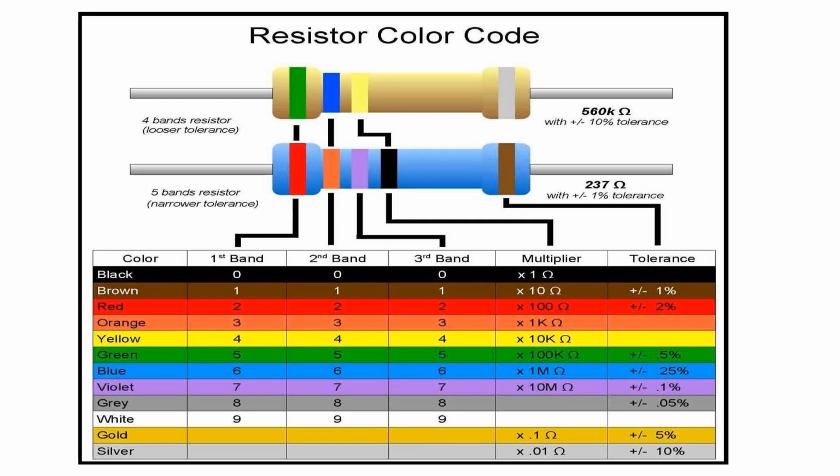Here are a few more examples related to the color coding of 4-band resistors, which is 560 kilo ohm in value, and the 5-band resistor, which is 237 ohms in value. You can try it yourself.